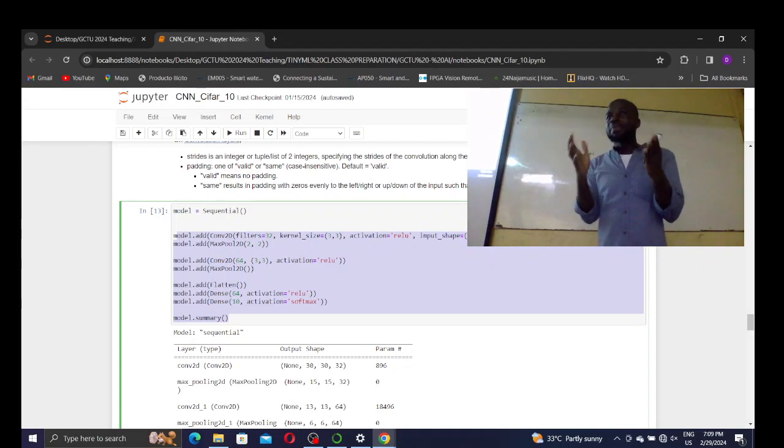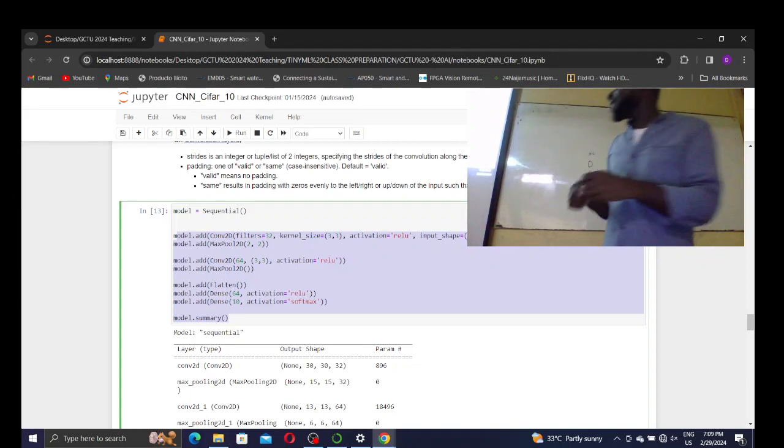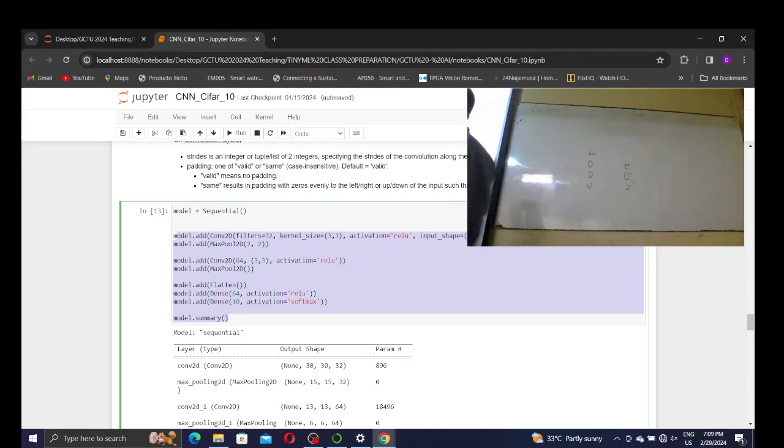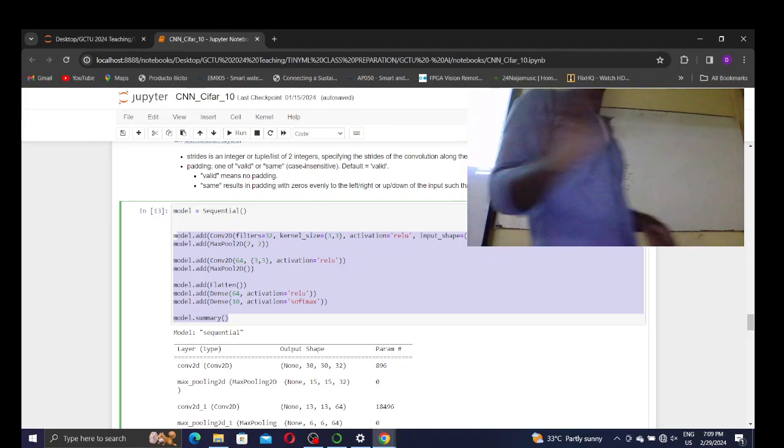As I said, the parameters are the filters. So here, the first output, pay attention here. The output size is 30 by 30 by 32. Do you understand why?